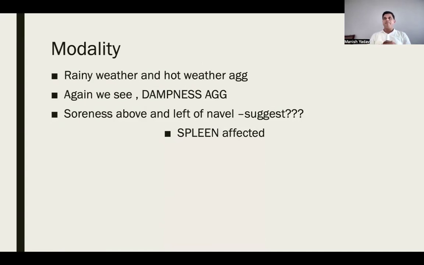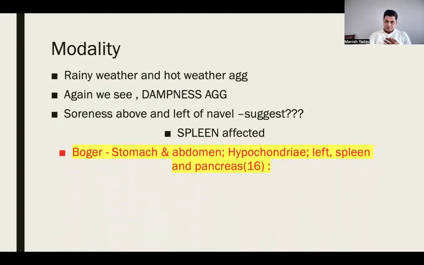So I need a remedy. Modality, the causation basically dampness, liver is affected, spleen is affected, right? So there's a rubric in Boger, stomach, abdomen. In Boger, hypochondria, left, spleen, and pancreas.